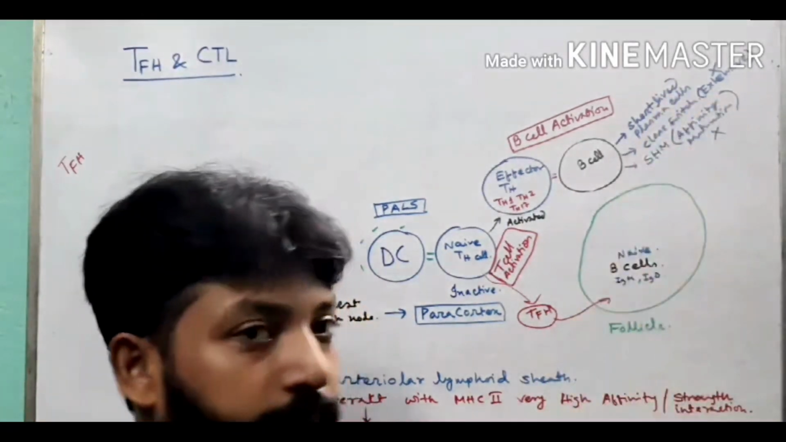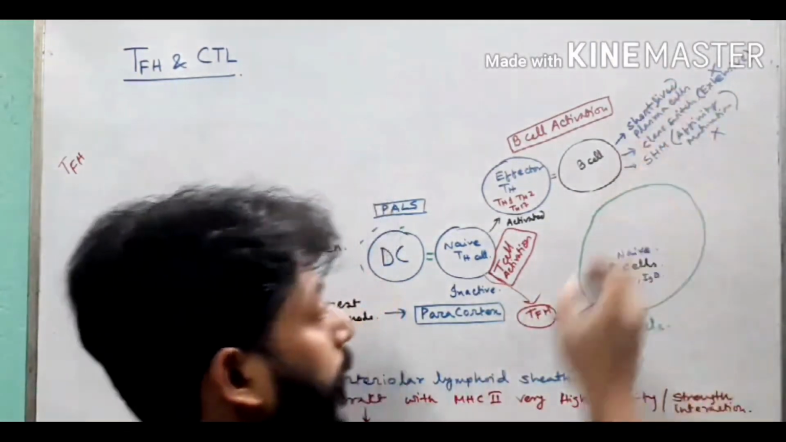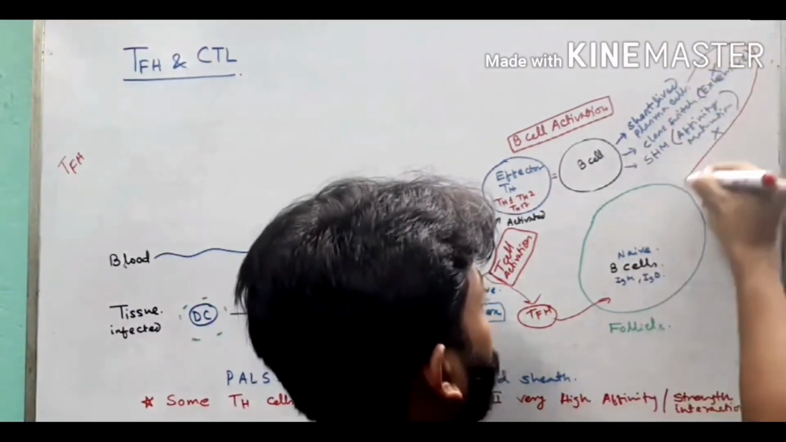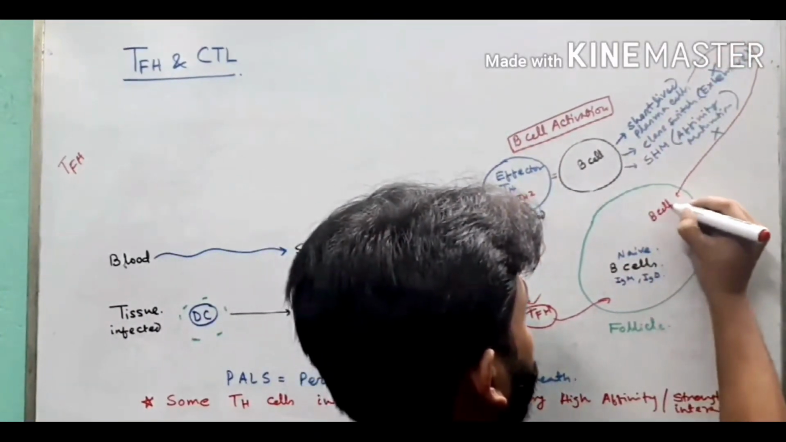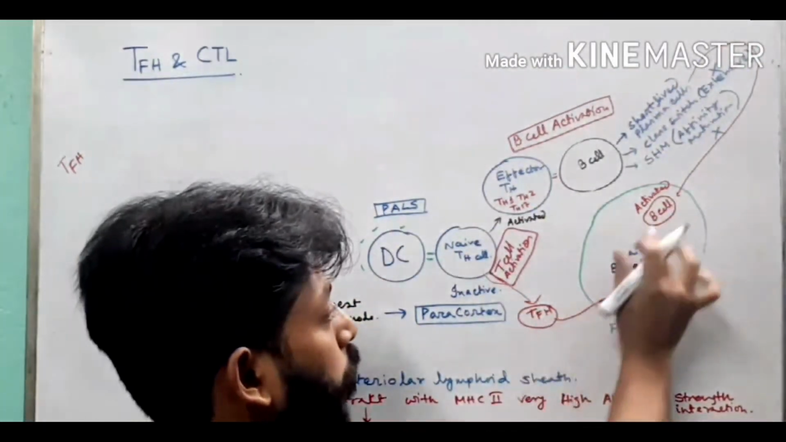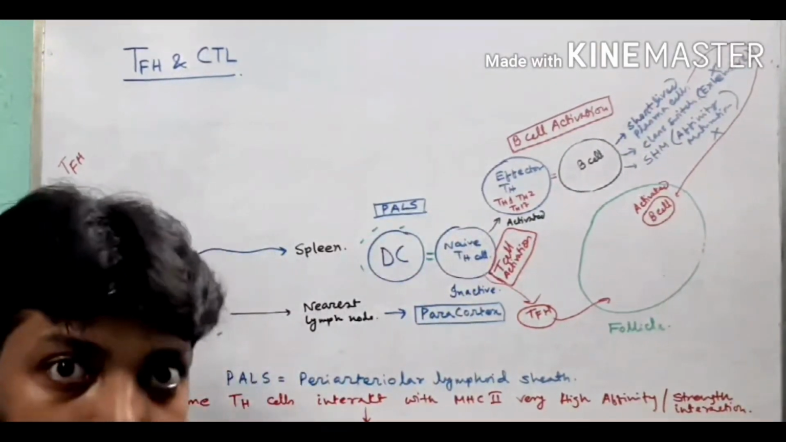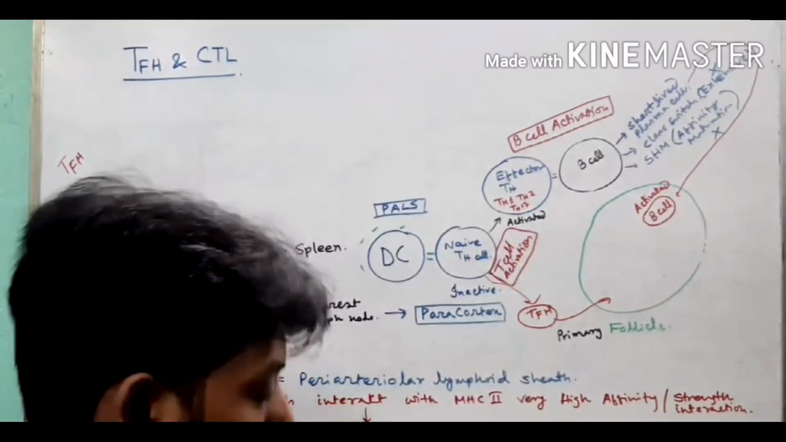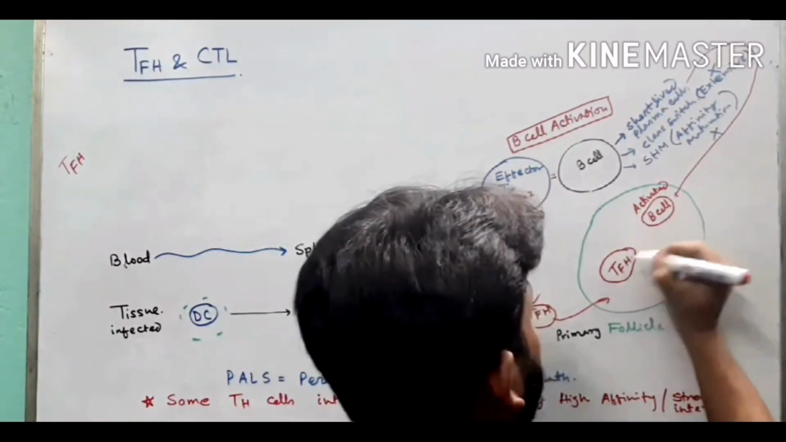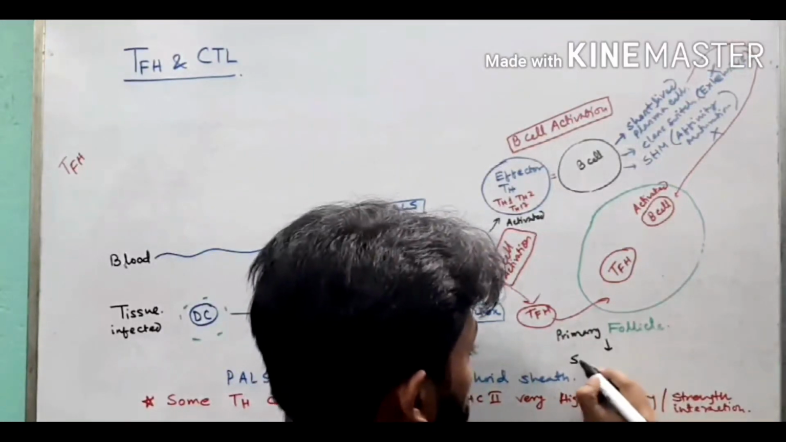The short-lived plasma cells actually live in the spleen and lymph node, but a few short-lived plasma cells enter into the follicle. So activated B cells enter, and T follicular helper cells enter. Now, in the beginning, this follicle is called the primary follicle. But when these B cells and T follicular helper cells enter the follicle, the primary follicle changes into the secondary follicle.